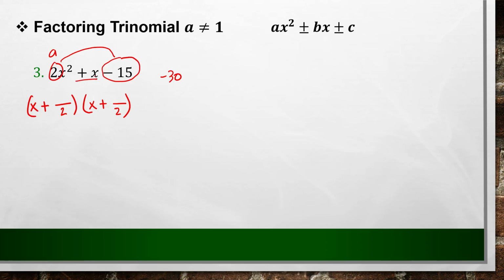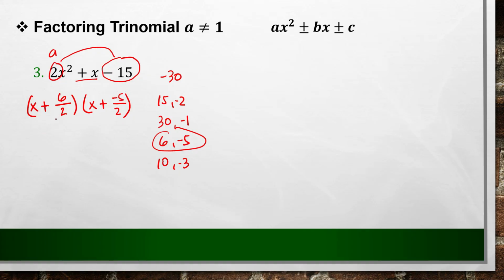Now since the middle term is positive, the higher number should be positive as well. So if we have 15 and 2, 15 should be positive, 2 should be negative. 30 and 1, negative 1 and positive 30. 6 and 5, positive 6, negative 5. What else? 10 and 3, positive 10, negative 3. All right, so which pair is going to give us a sum of positive 1? That's the coefficient of x, 1. That is right, 6 and negative 5. So this is 6 and negative 5.